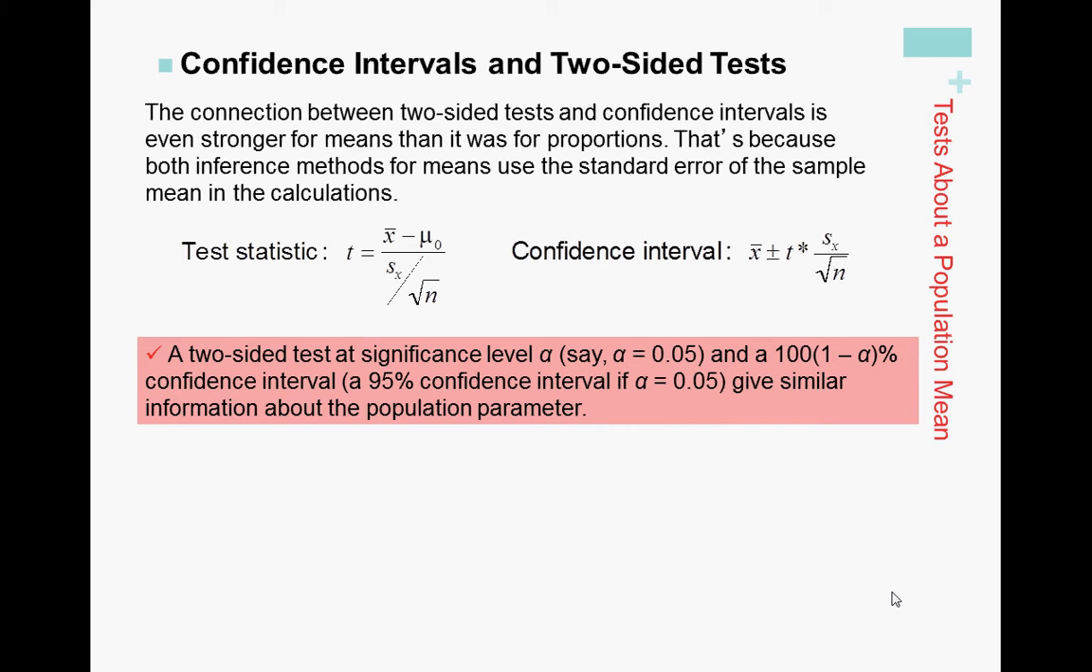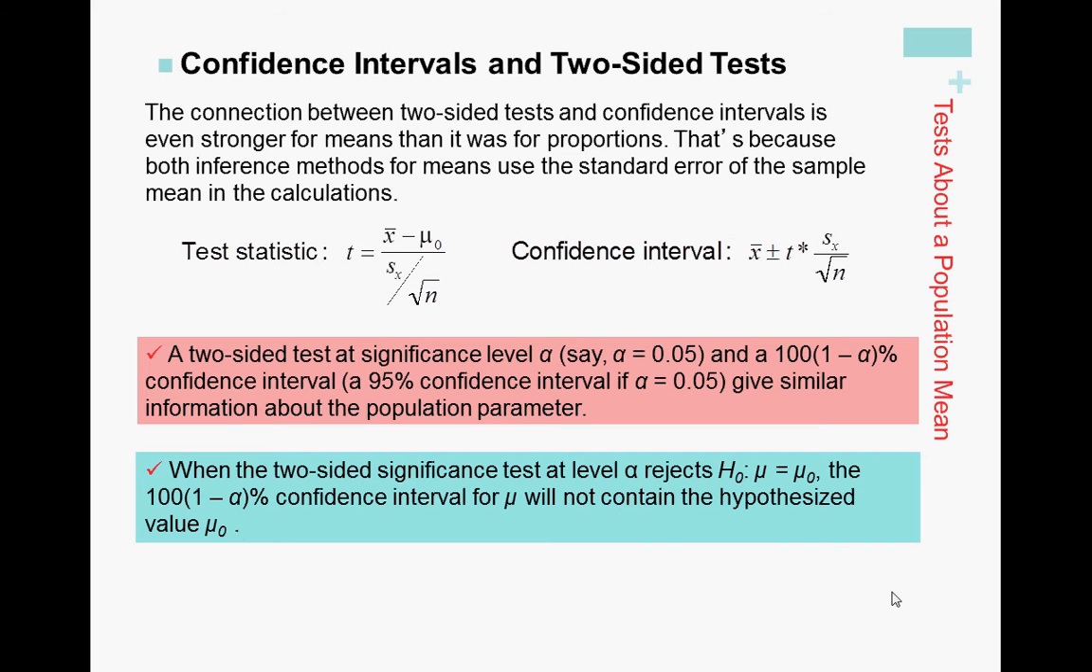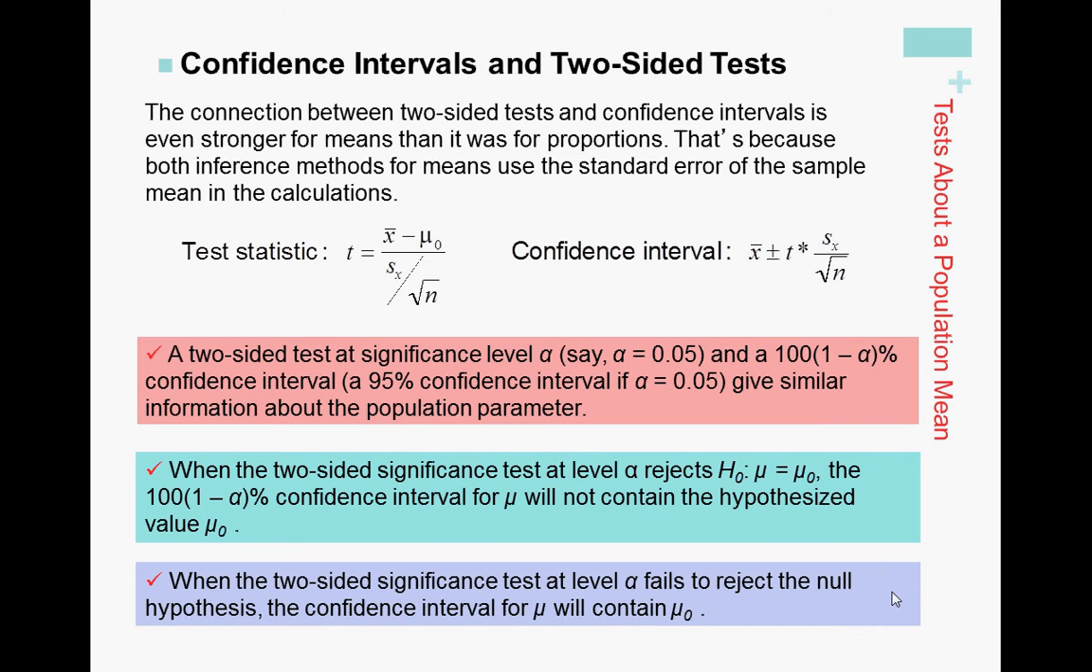So it turns out, looking at what's in blue, when the two-sided significance test at level alpha rejects the null hypothesis, the corresponding confidence interval for mu will not contain the hypothesized value. So if the significance test rejects the null, then the confidence interval that's corresponding as far as percentage will not contain mu naught. But the flip side is, if the two-sided significance test fails to reject the null hypothesis, then the confidence interval for mu will contain mu naught.